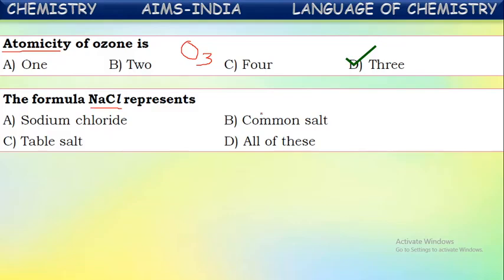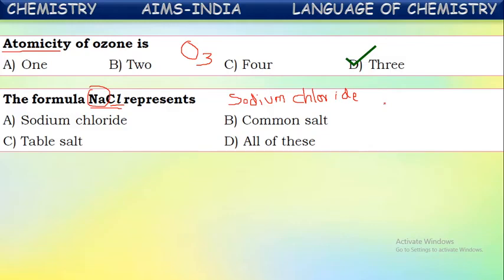While naming binary compounds like this, first we write the name of the cation. What is the cation here? Na plus, representing sodium. So sodium is to be written first. Next, the anion name. This Cl represents chlorine. So the root word from chlorine is taken into the name: chlor. Now, at the end of this second part, -ide is attached. Now, totally it becomes sodium chloride. So it is the name of this compound NaCl, sodium chloride.